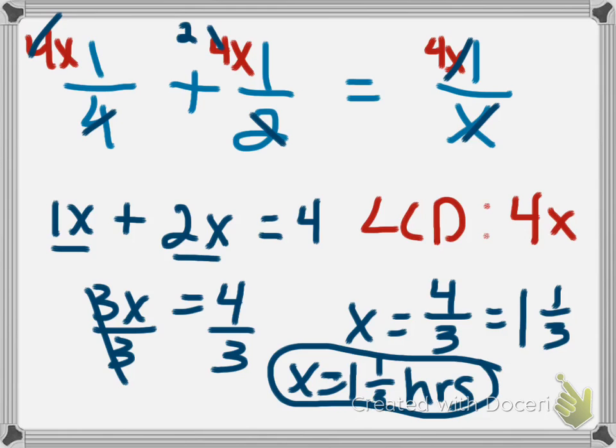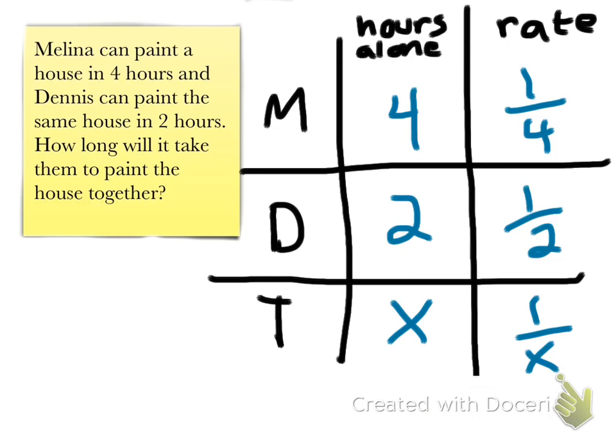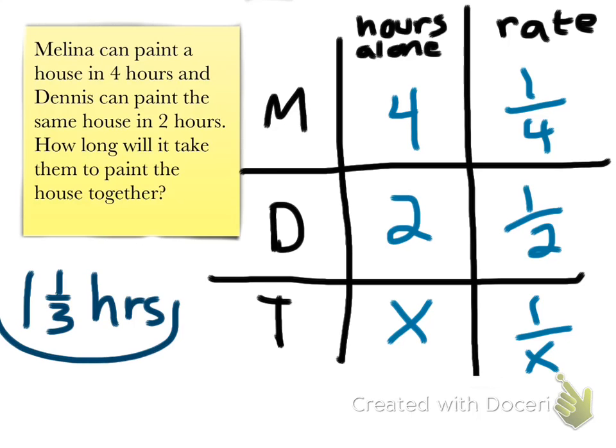Let's see if that makes sense. Let's go back and look at the problem one more time. Melina can paint a house in 4 hours. Dennis can paint the same house in 2 hours. How long will it take them to paint the house together? So we got that it took them 1 1/3 hours. Of course that makes sense.